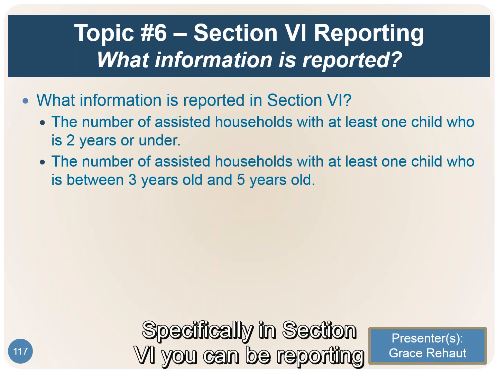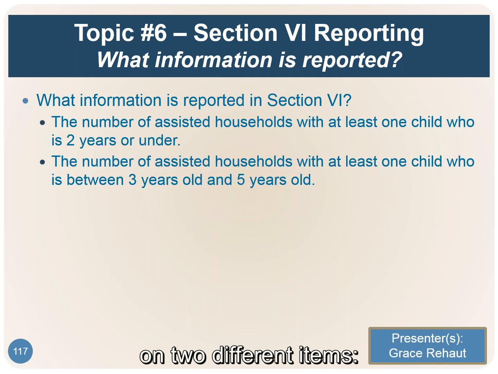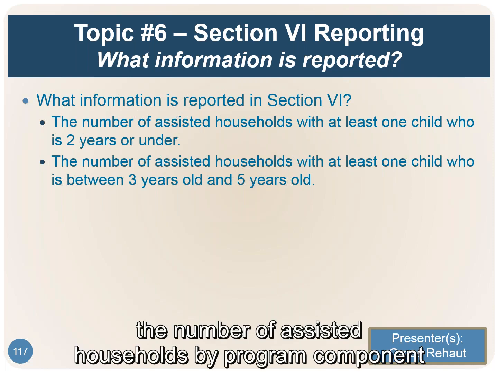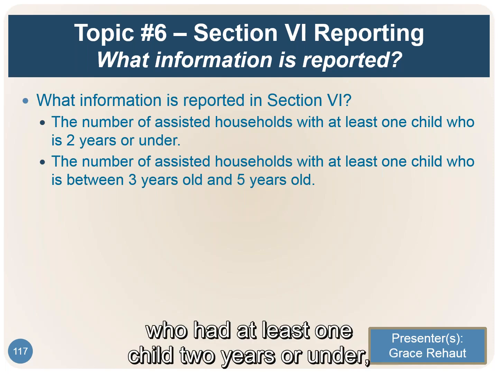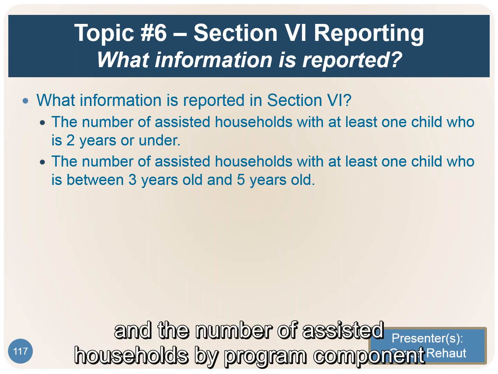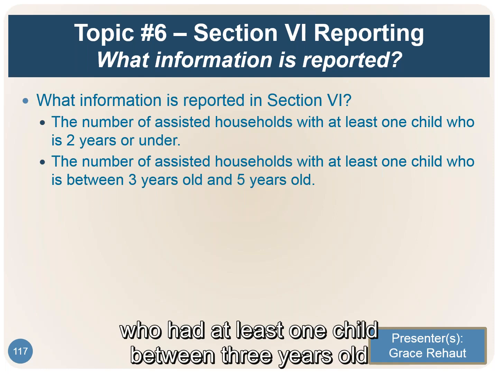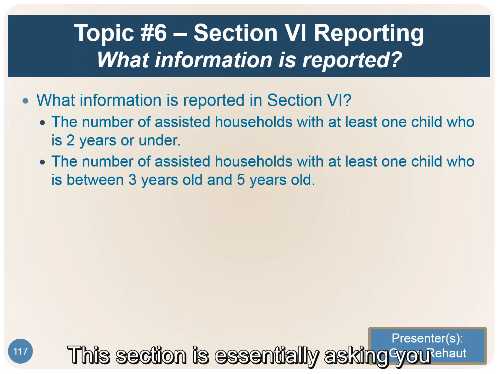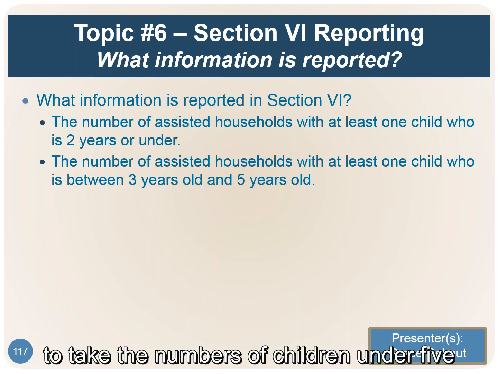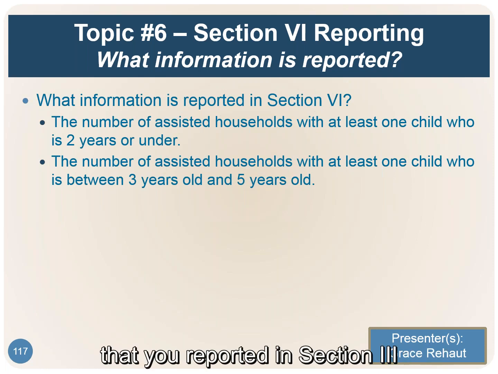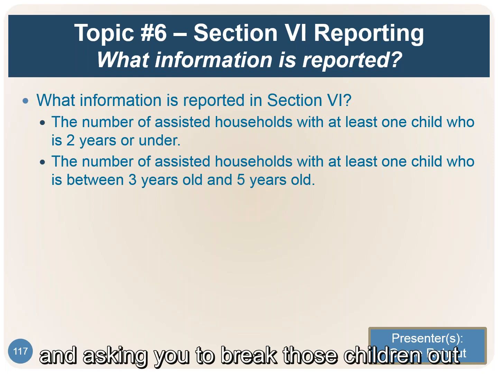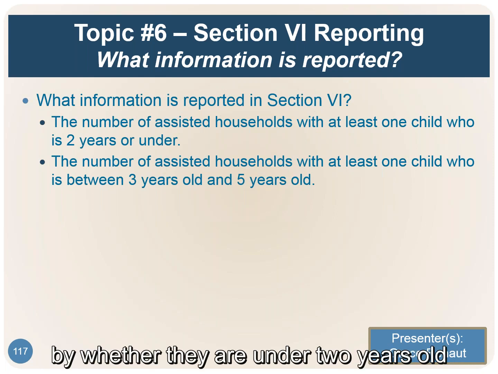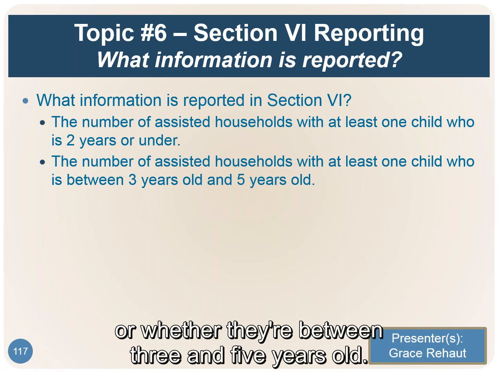Specifically in Section 6, you can be reporting on two different items: the number of assisted households by program component who had at least one child 2 years or under, and the number of assisted households by program component who had at least one child between 3 and 5 years old. So this section is essentially asking you to take the numbers of children under 5 that you reported in Section 3 and break those children out by whether they are under 2 years old or between 3 and 5 years old.